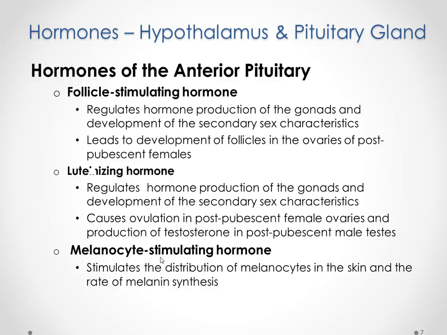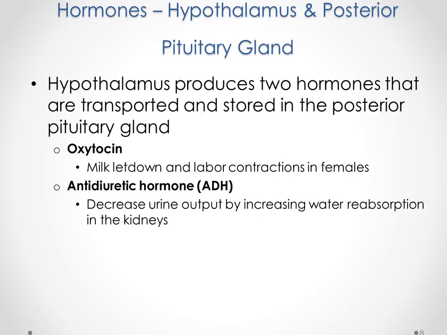play on your skin tone. Melanocyte stimulating hormone is going to stimulate those melanocytes to distribute on the skin, and it's going to regulate how much melanin it produces. The more melanin produced, the darker the skin tone is going to be. So this hormone is going to regulate what's going on with those melanocytes. Now, just to reiterate, the anterior pituitary gland is producing its own hormones. All those hormones we just talked about, the anterior pituitary gland produces those.